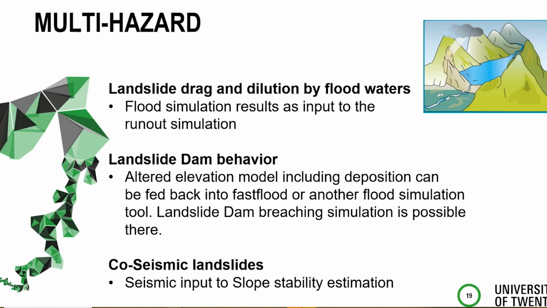In FastFlood, you can also do dam breaching behavior. There are some data sets on dam breach peak discharges that you can use to go from lake depth to peak outflow during a breach, and predict flood simulations with some uncertainty consideration as well. And finally, co-seismic landslides, I showed you already, you can load in PGA values as well.